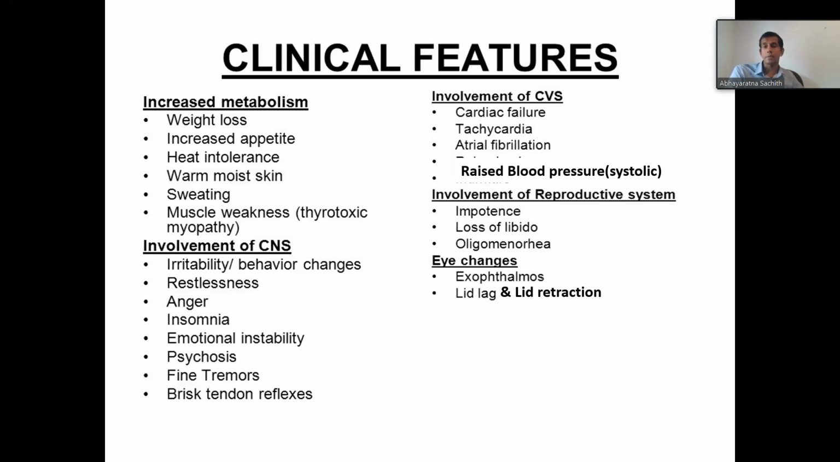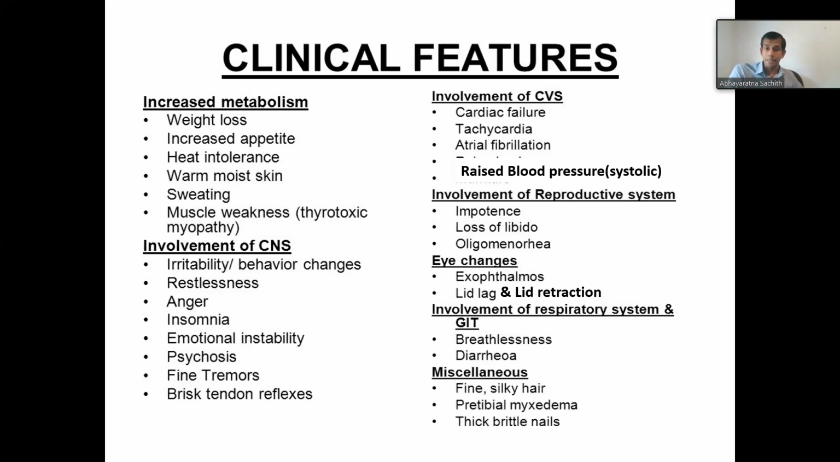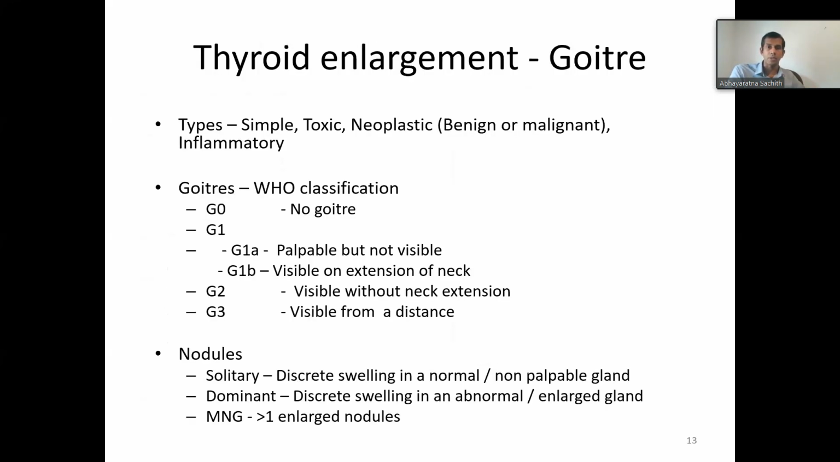There are certain signs and symptoms specific to Graves' disease. I'll explain it a little later, but the common ones are exophthalmos, lid lag, lid retraction. In the GI tract, mostly they will have diarrhea, increased bowel movements, and in the respiratory system, they might complain of breathlessness. And then hair loss, alopecia, fine hair, pretibial myxedema, and thick brittle nails. Those are some of the other signs and symptoms you'll see in a hyperthyroid patient.